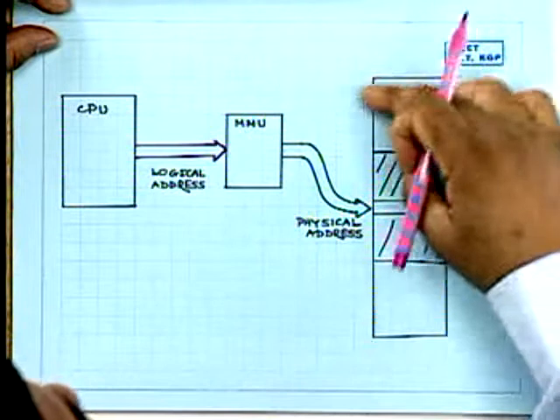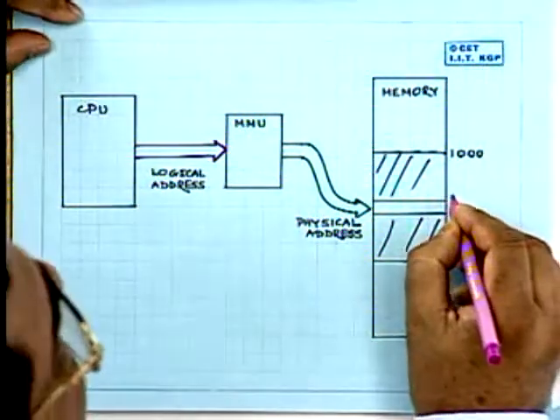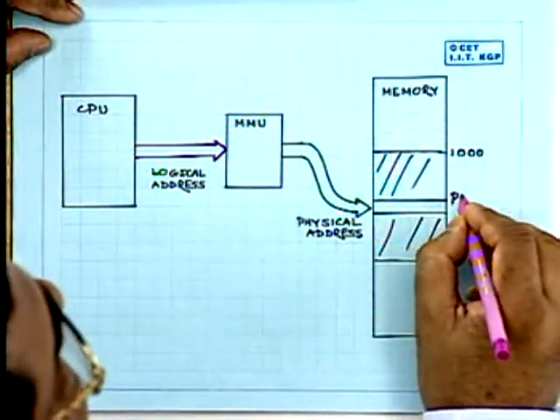Now, if we assume that the program will be kept in the memory in contiguous memory locations, then naturally, as I have shown here, we'll have to use a partition of the memory. This I call a partition.